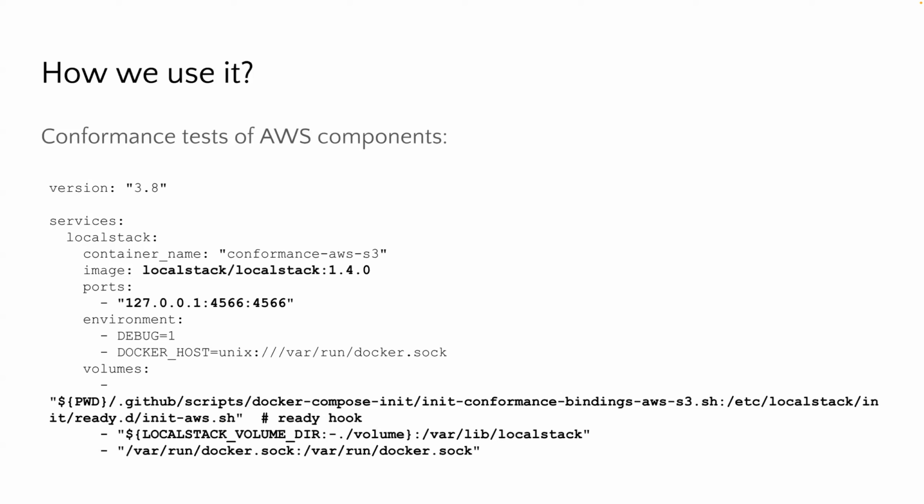And how we use it. So we use it at conformance tests for AWS components. You can see how there's an image. You run that as a container, so you can use Docker Compose as well. And there's a localhost port that you listen to, and there's some volumes here to bootstrap the resources. But Dapr can also provision those for you automatically in the component. So it's actually very easy to use that for PubSub, for example, which I was going to demo today.